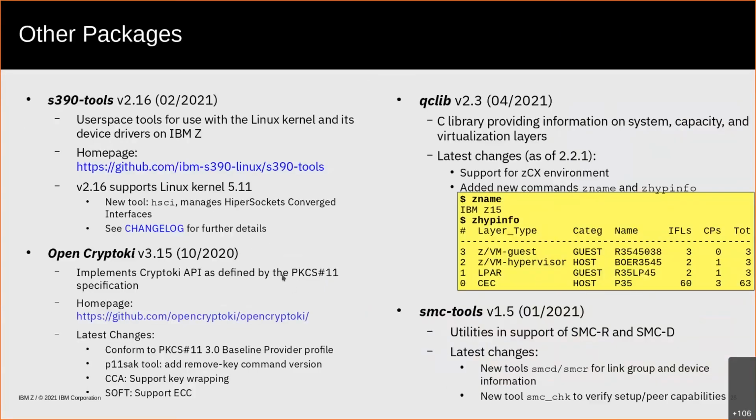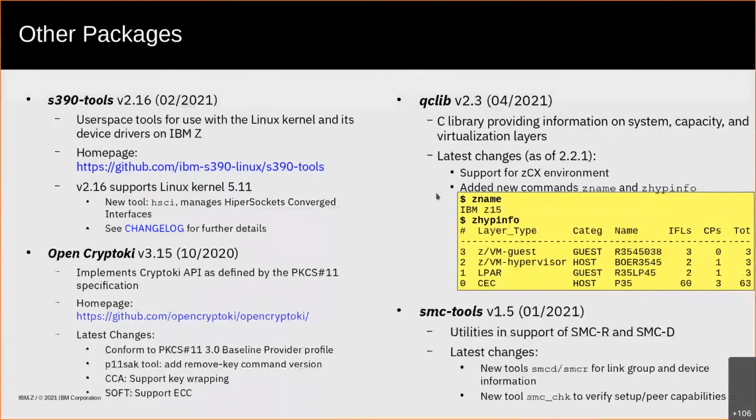Now, moving away from the features and more into packages that we're either improving or providing. These are all IBM provided packages listed on this page. S390 tools, the latest release was in February, and that shipped HSCI, a user space tool required for managing HyperSockets converged interface. We talked about that before. OpenCryptoKey had an update in October last year. It's been a while. There's a change list here.